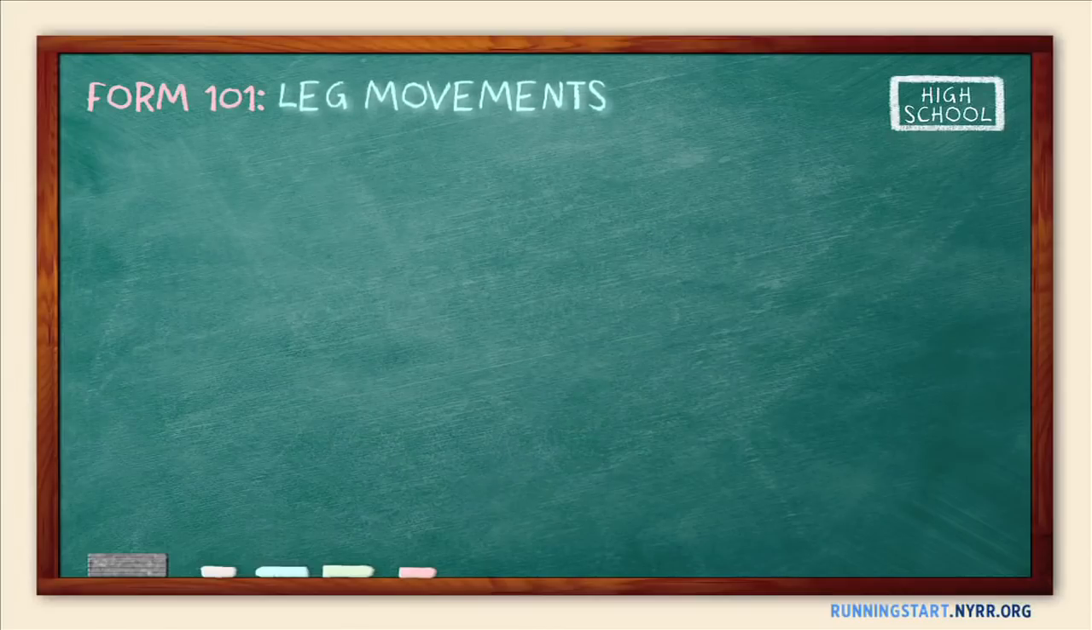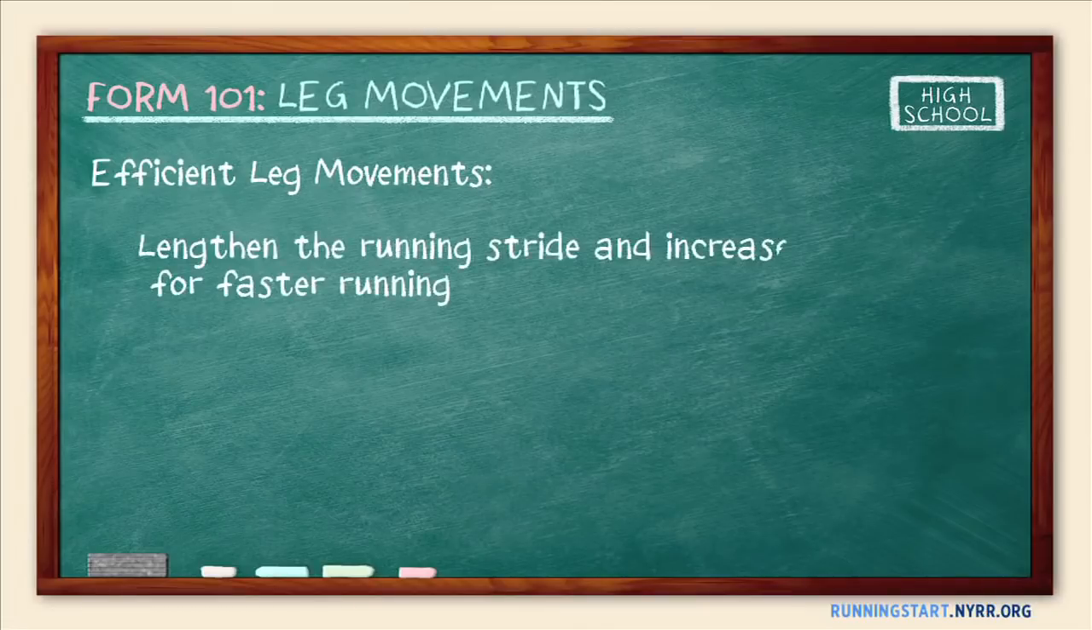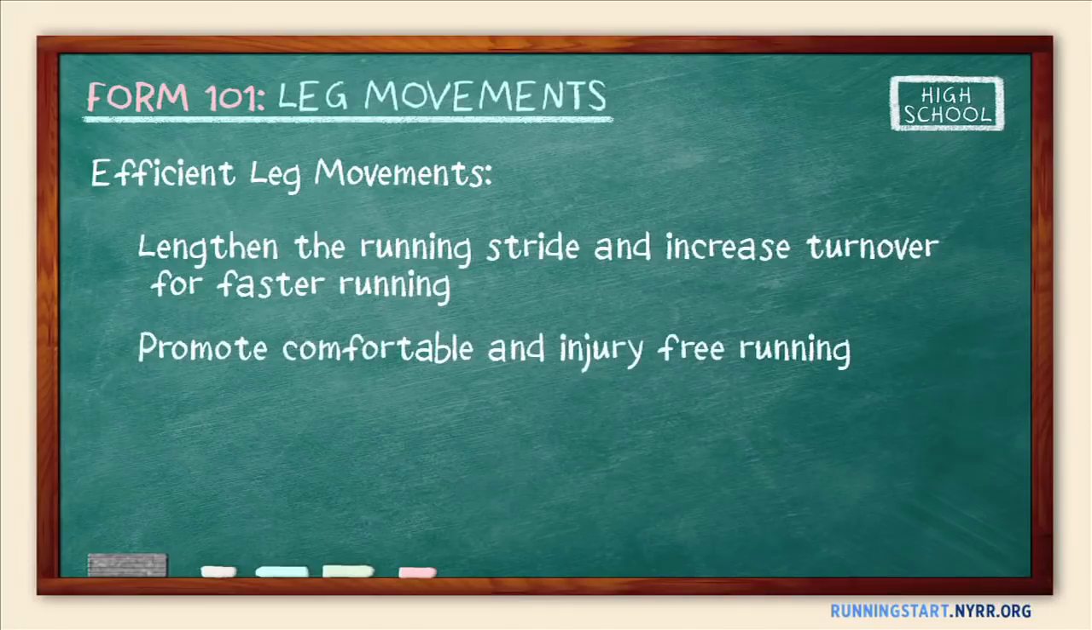For Form 101. Running speed is ultimately a function of stride length and stride rate. This segment focuses on the elements of leg movement that can lengthen the running stride and increase turnover for faster running. Many of these elements are also important for comfortable and injury-free running.